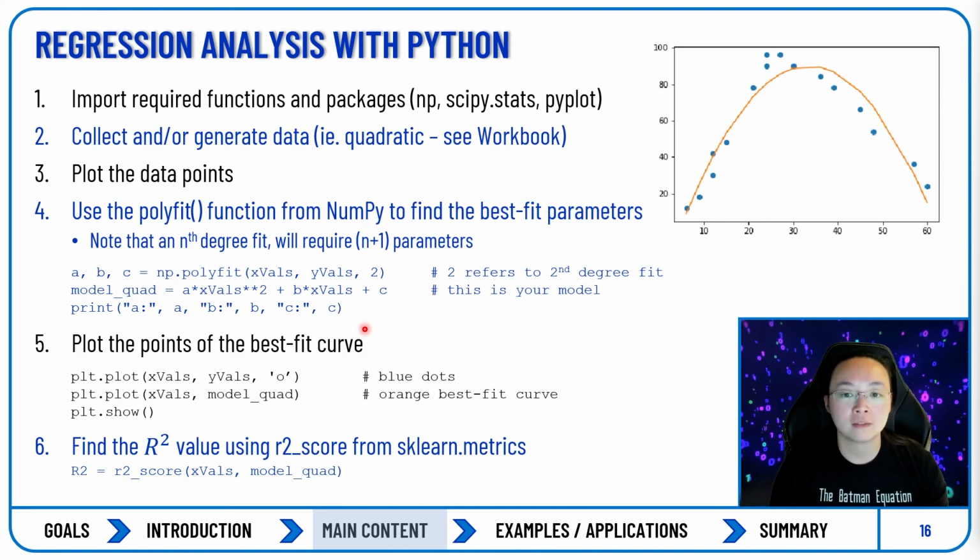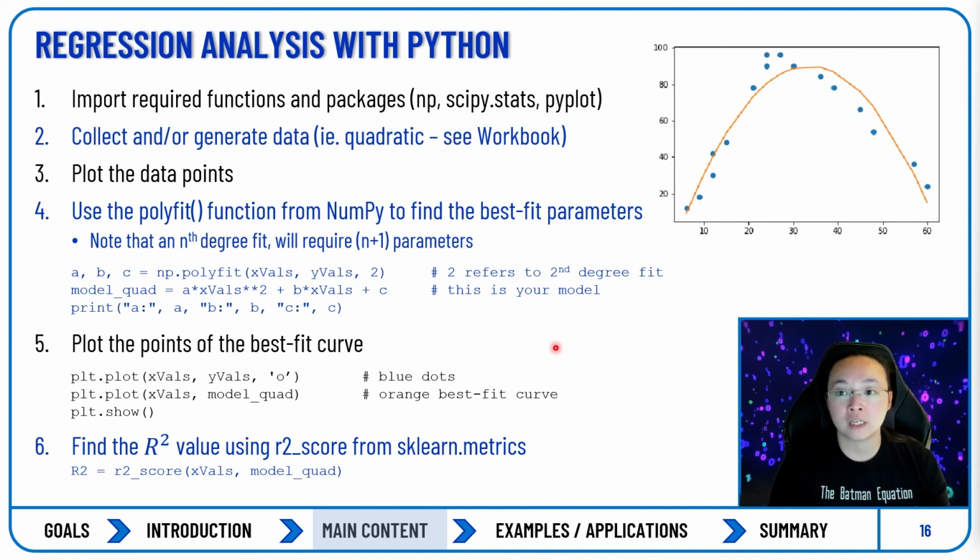Once you have that, you can plot the points of your best fit curve. Using your model, you can plot this model against your blue dots. So we can plot on the same graph your x values and y values with dots, which are represented in blue. We can also plot the x values and the model that we just defined here in orange as a best fit curve. We can then show it all and compare the two.